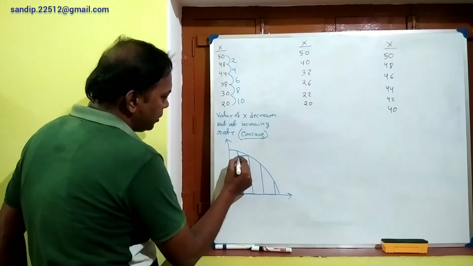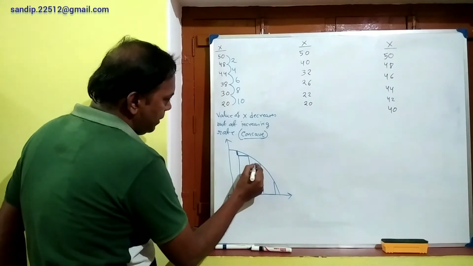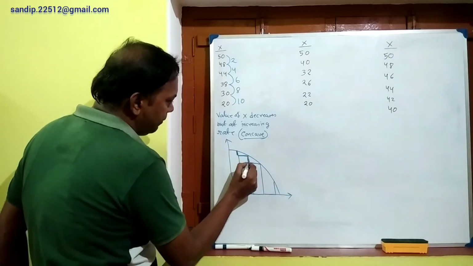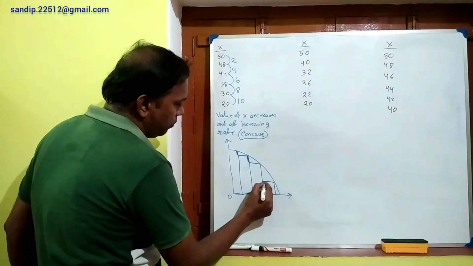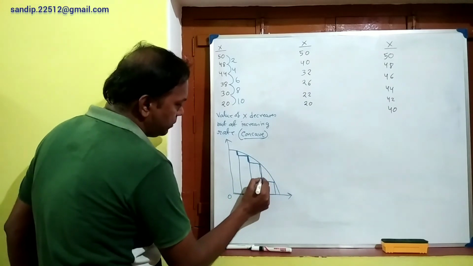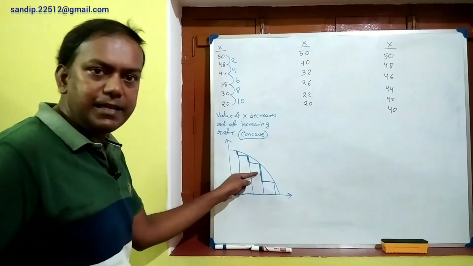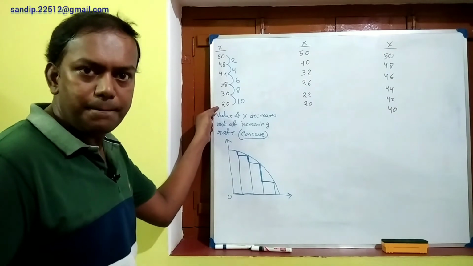Then you can see for every 1 unit production of good X, the amount of sacrifice of good Y is this much. Again, for every 1 unit production of good X, the amount of sacrifice of good Y is this much. Again, this much. So here the amount of sacrifice is increasing, meaning this concept is following now.